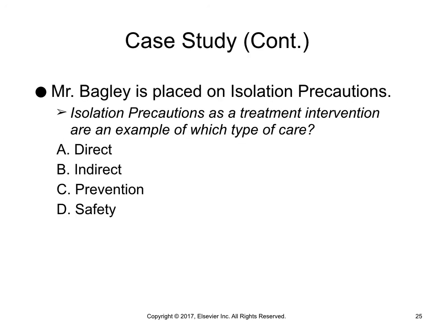Case study continued. Mr. Bagley is placed on isolation precautions. Isolation precaution, as a treatment intervention, is an example of which type of care? A. Direct. B. Indirect. C. Prevention. Or D. Safety.